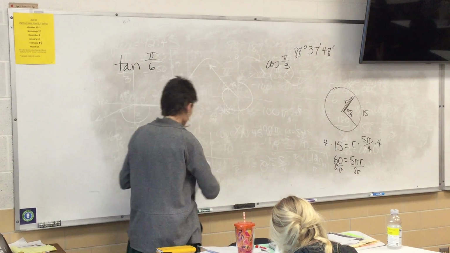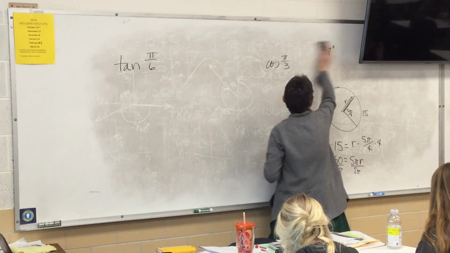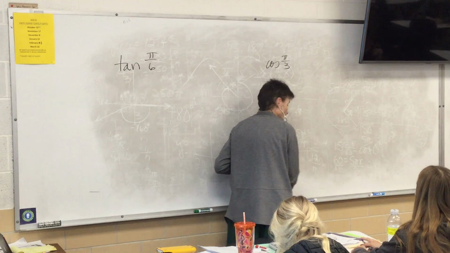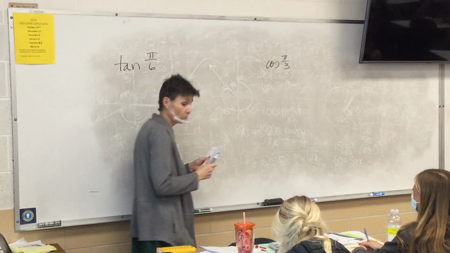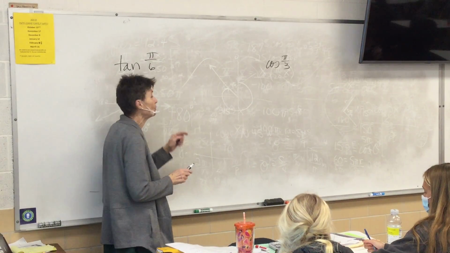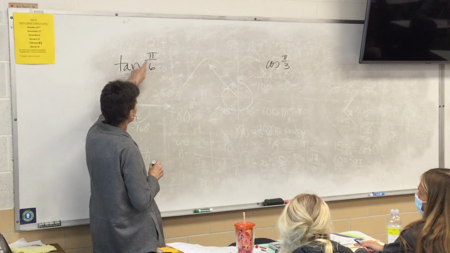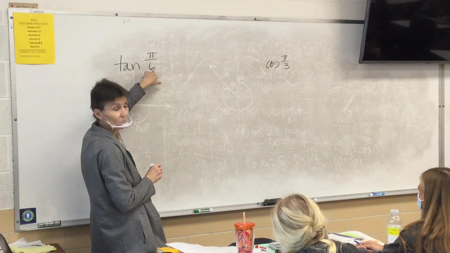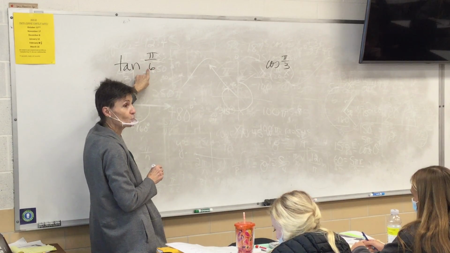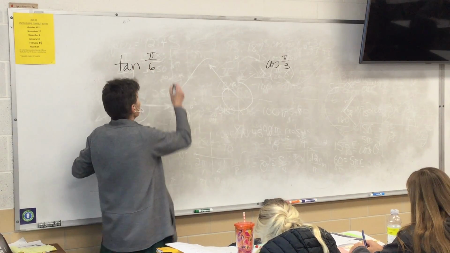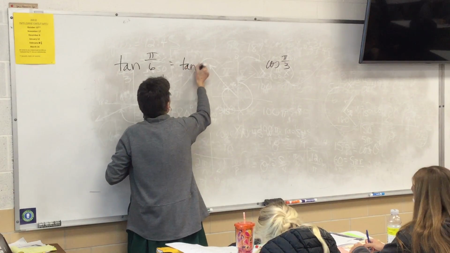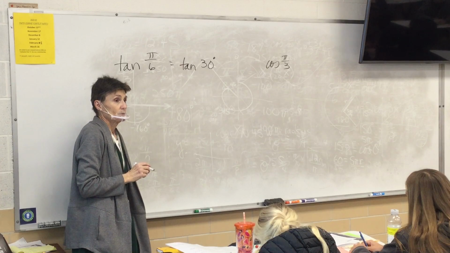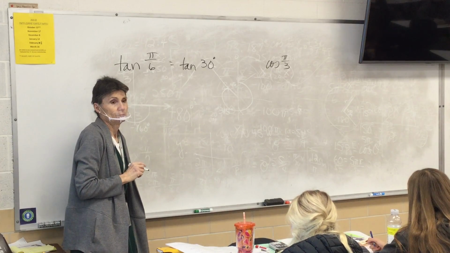Anybody remember how to find the tangent of pi over 6 without our calculator? Okay, so the first thing you might want to do now that you absolutely have to, but it might make your life a little easier, is change this radian measure into degrees. So we'll have 180 over 6, which is 30. So we have the tangent of 30 degrees. Okay, now what do we do?